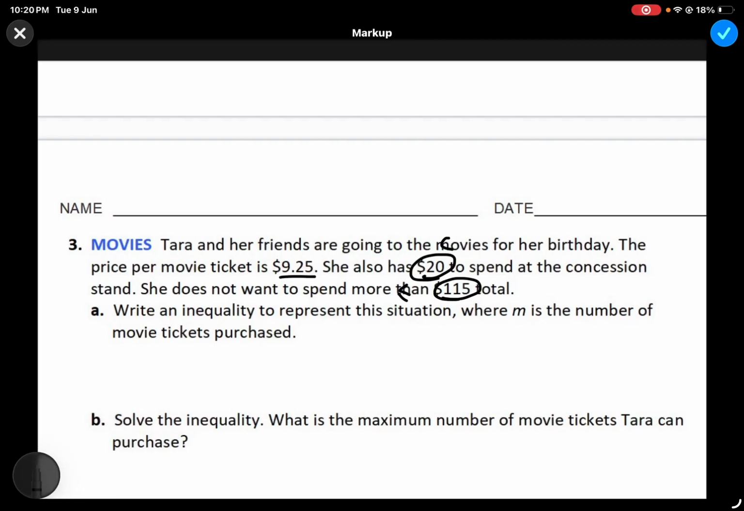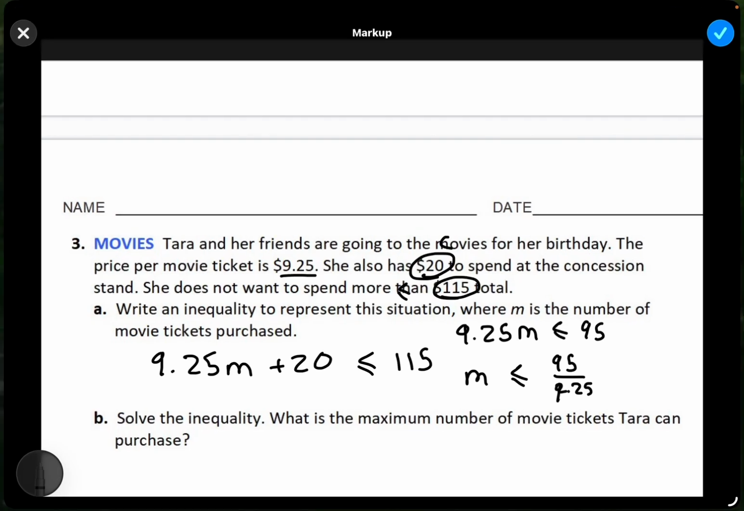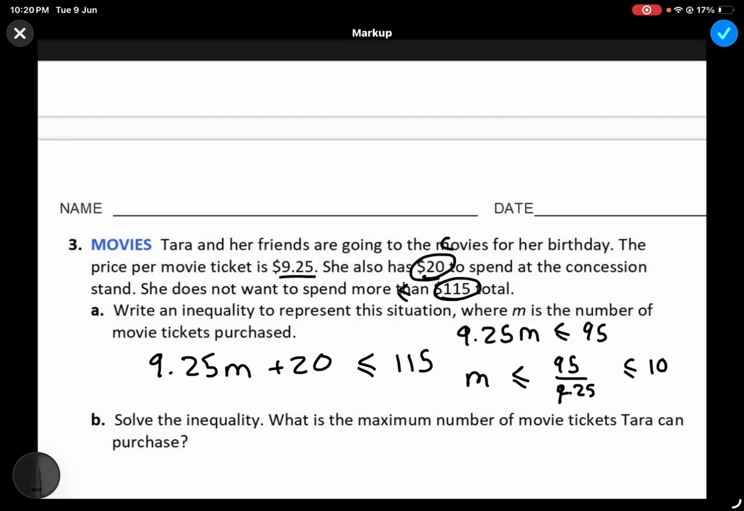Okay, so 9.25m plus 20 is less than or equal to 115. And then we get 9.25m is less than or equal to 115 minus 20, which is 95. And then we get m is less than or equal to 95 over 9.25, which is less than or equal to 10.27.